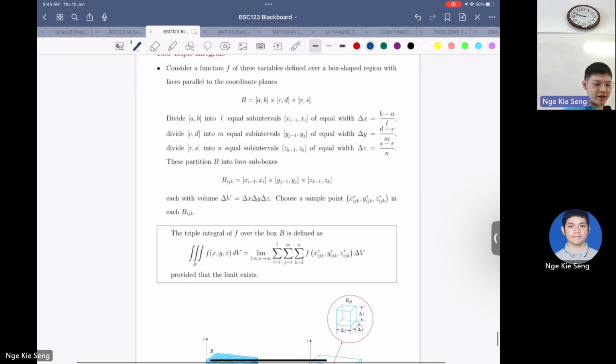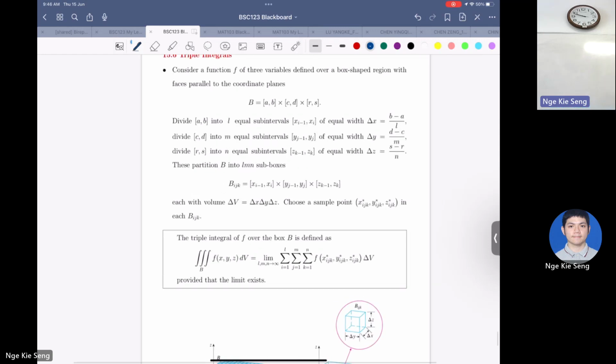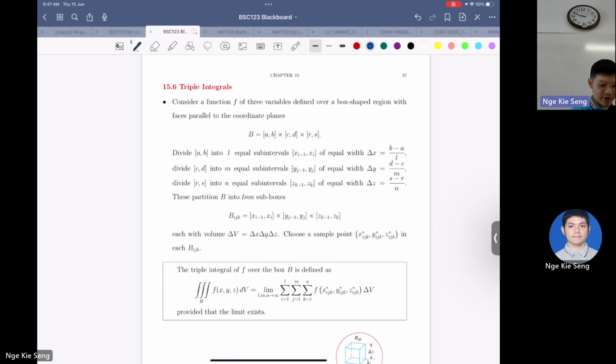Okay, triple integral. So what happened to triple integral here? Just now we only have domain in R2, but now we have domain in R3. In R3, you need to consider cuboid. There are 3 sides here. Before we only have 2 directions, X and Y, you need to cut. Now you need to cut Z direction also. So the triple integral is a limit, triple limit, and triple sum.